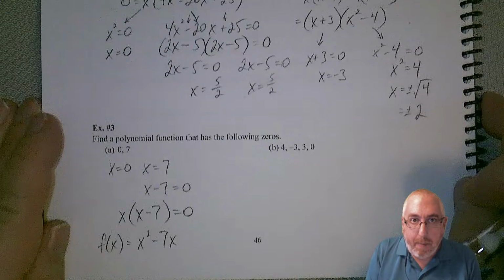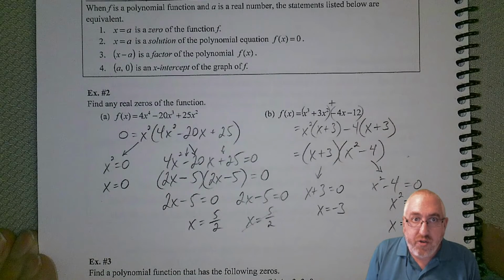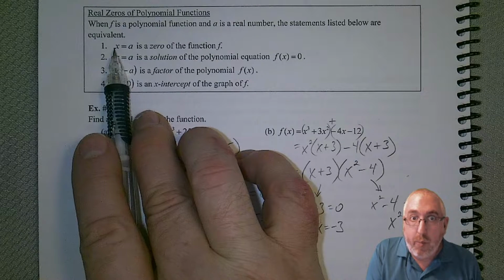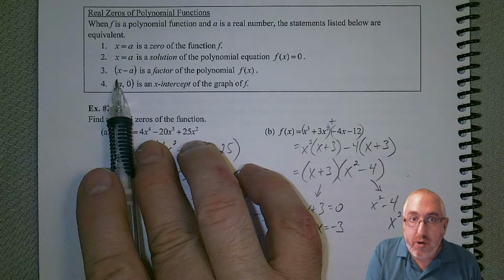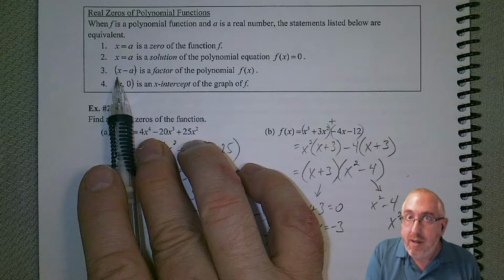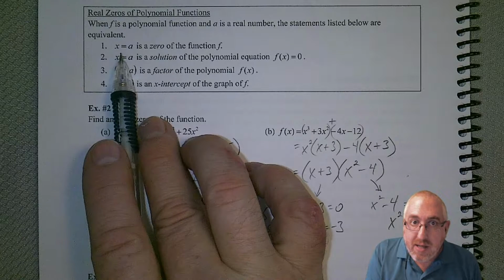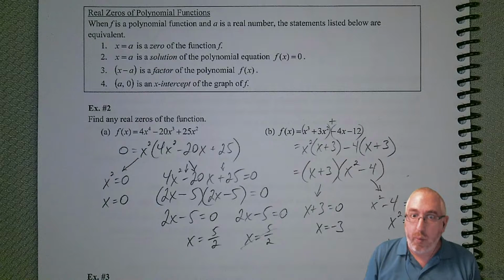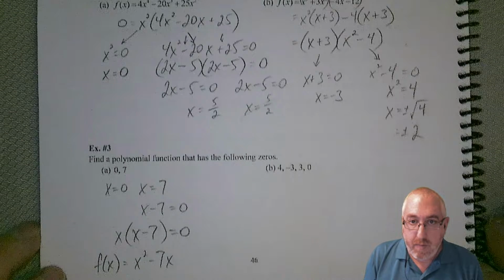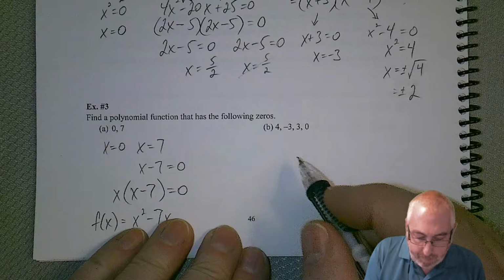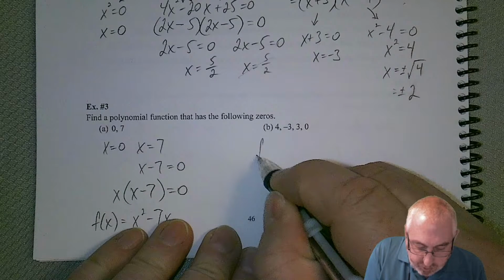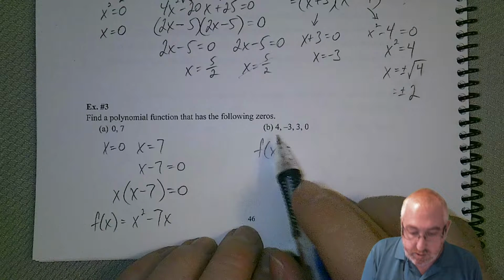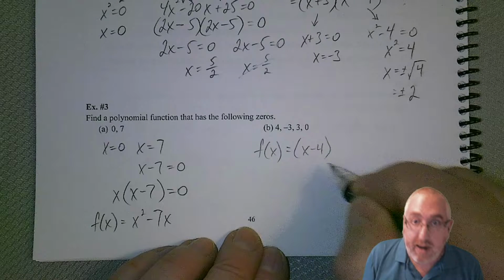Let's go back up here to these different variations of what a 0 actually means. We have this first statement, but remember, this third one is another way to say the same thing. If x equals a is a 0, then x minus a is a factor. And that's what we want to use when doing these problems. So I can immediately jump to saying, okay, 4 is a 0. So if 4 is a 0, I'm going to say x minus 4 is a factor.